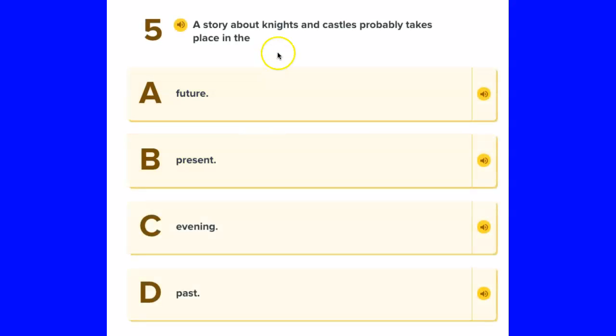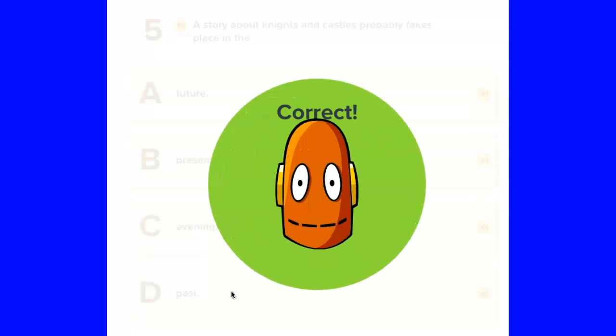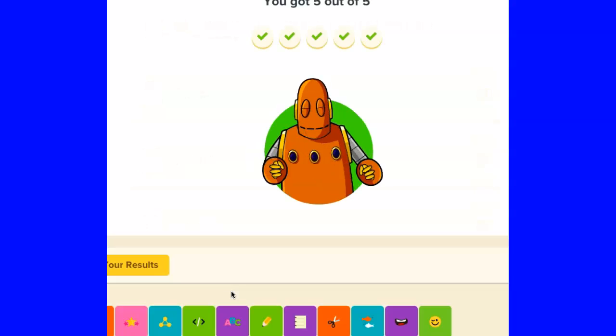And the last one, a story about knights and castles probably takes place in the future, the present, in the evening, in the past. And I think knights and castles would take place in the past a long time ago. So let's see if we can get Moby to dance. All right, Moby's happy, I'm happy.